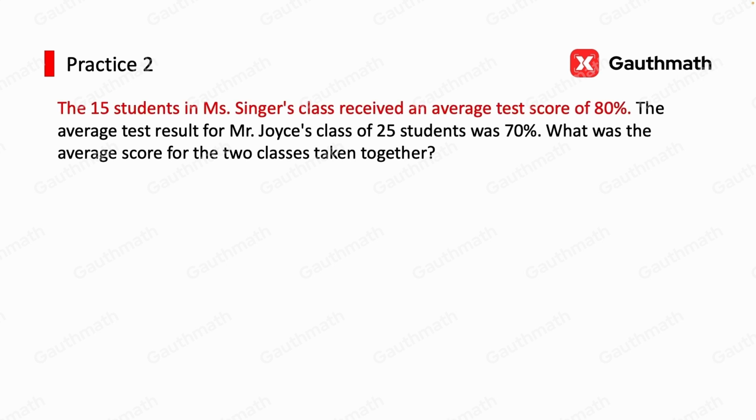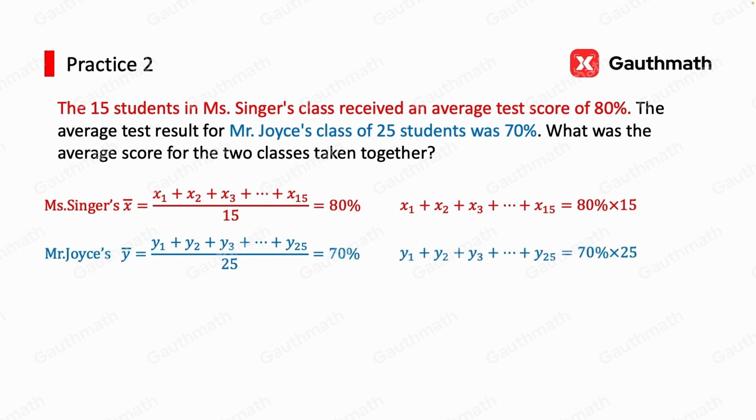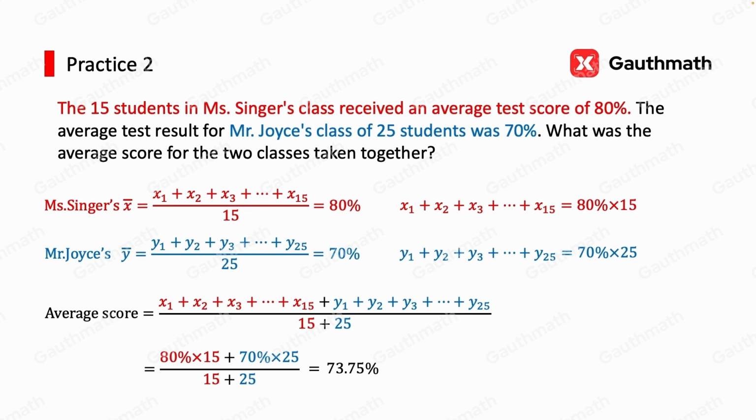Well, again, according to the formula for the mean, the sum of scores of the 15 students in Ms. Singer's class can be found by multiplying 80% by 15. And the same goes for the 25 students in Mr. Joy's class. The sum of their scores is 70% times 25. And so the overall average can now be found by taking the sum of all scores, which is the sum of Ms. Singer's class plus the sum of Mr. Joy's class, and dividing them by the total number of students, which is 15 plus 25. And the final answer is 73.75%.